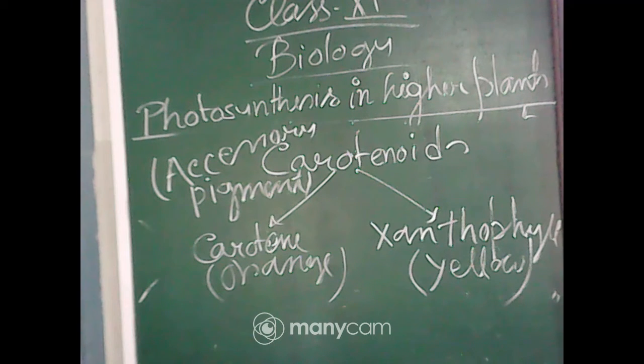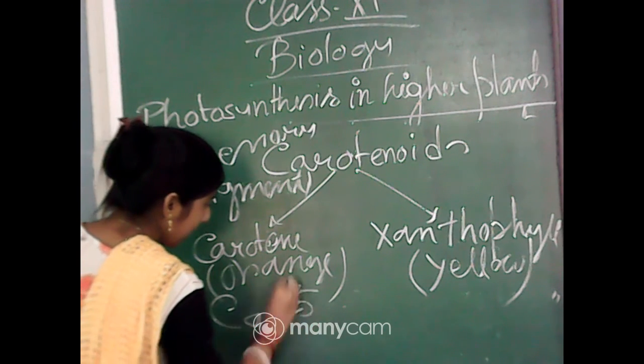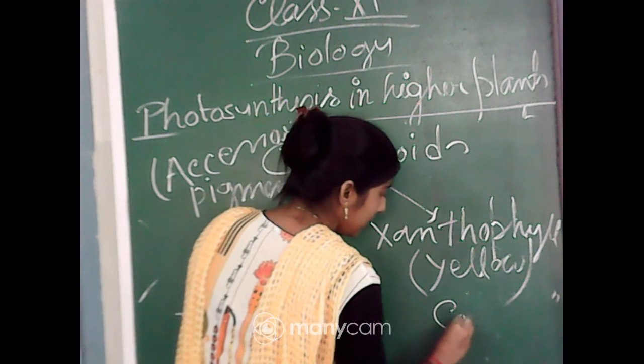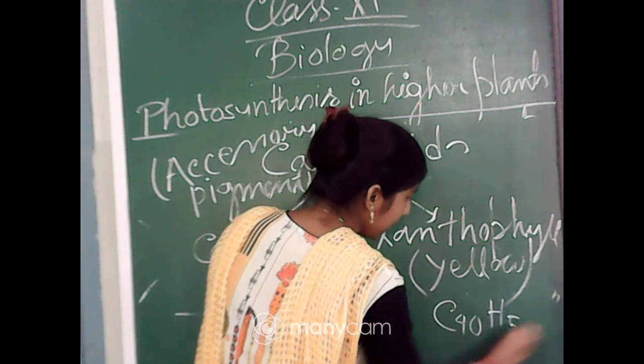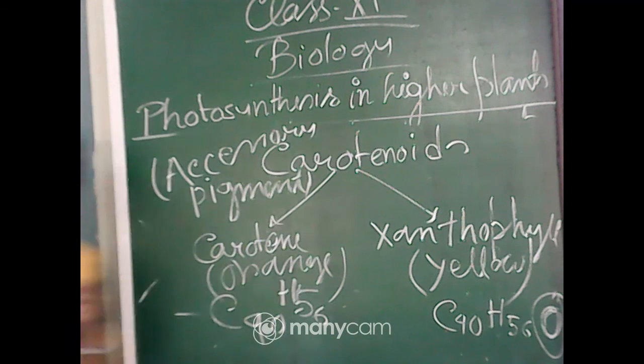Their formula is almost the same, C40H56. But in the case of xanthophyll, it is C40H56 with oxygen added. It may be O, it may be O2, it may be O6. In the case of xanthophyll, different forms can be found.